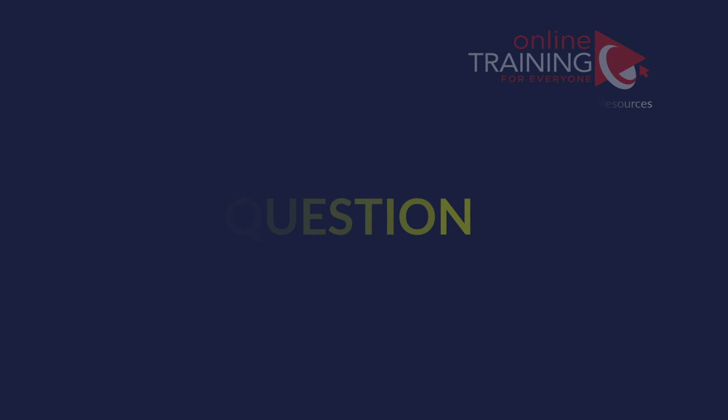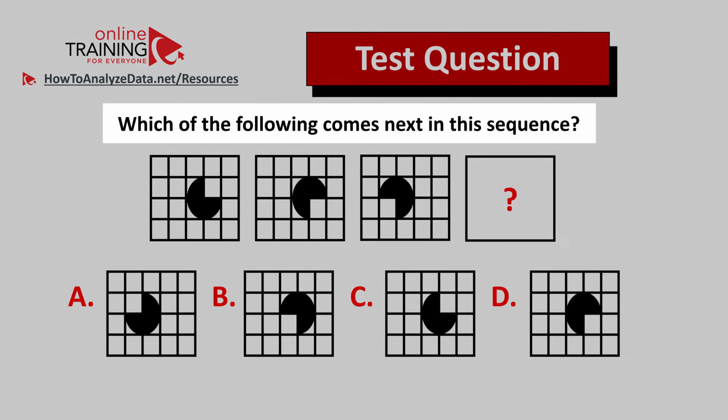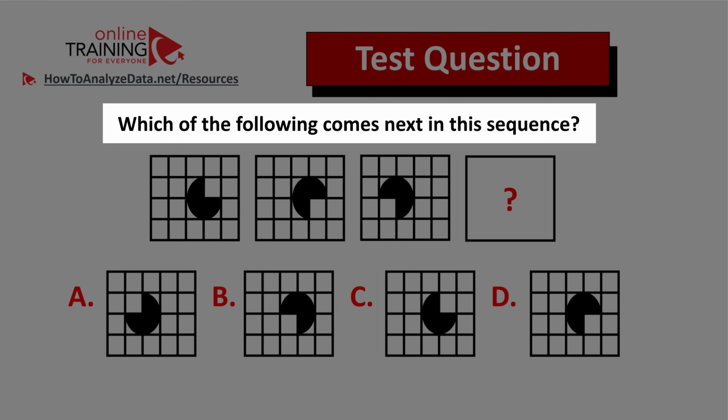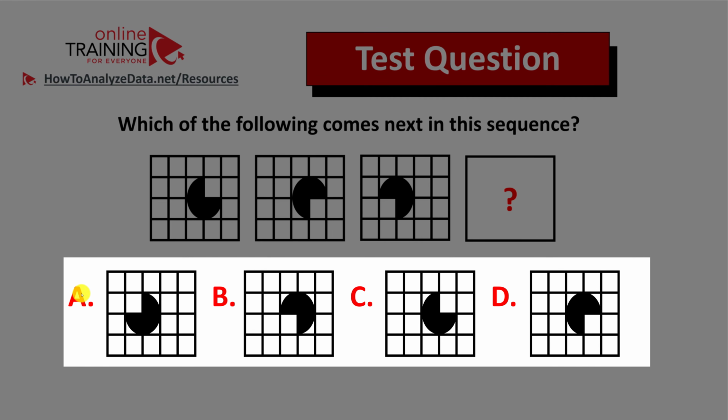Let's look at an interesting question, which tests your visualization as well as analytical skills. Which of the following comes next in the sequence? You have a sequence of 4 by 5 rectangles, and each rectangle contains a pie inside of it. Figure 4 is missing, and there are 4 different choices for you to select from: choice A, B, C, and D.